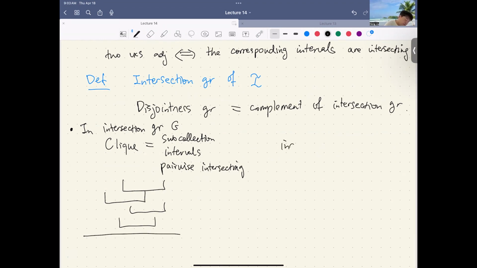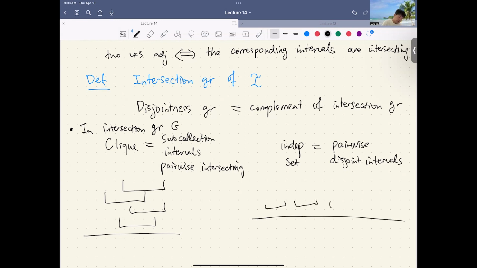And what's the independent set in G? It corresponds to a collection of pairwise disjoint intervals. Very good. So it looks something like this. All right, I always draw some pictures if it's not clear.